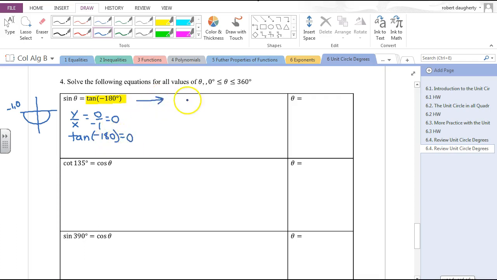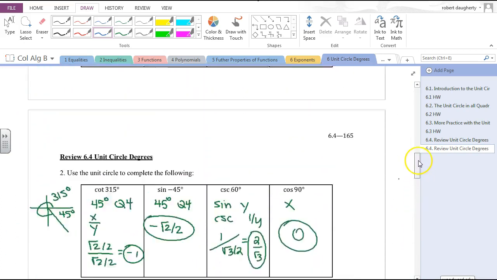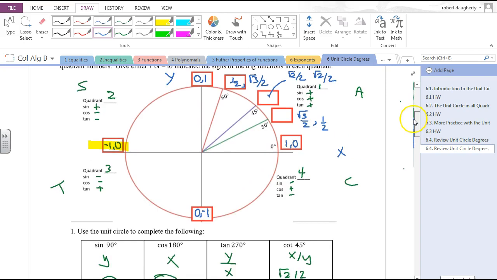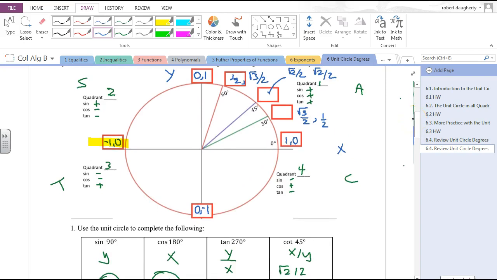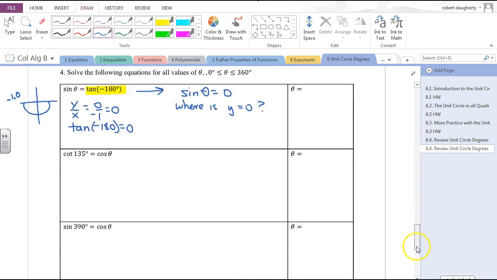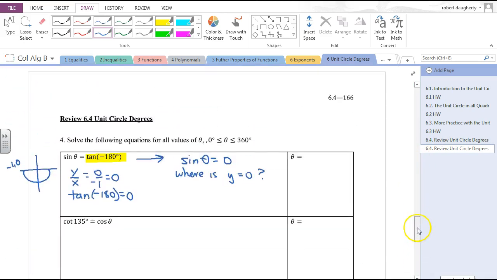That makes this equation sine of theta equals 0. Definition of sine: sine is the y-coordinate. So where is y equal to 0? Go back to your unit circle. Where do I see y equal to 0? It looks like y is 0 at 0 degrees and 180 degrees. So the answer to this is 0 and 180.